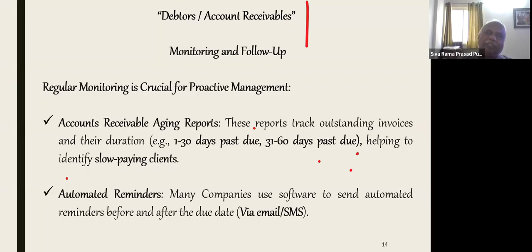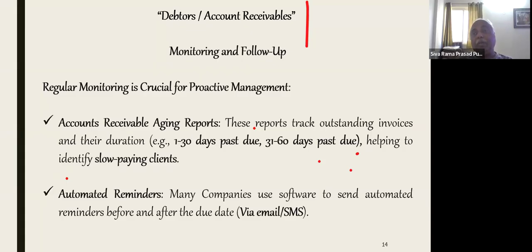So this data is to be extracted by the IRP or RP from the finance department, along with what action the finance department is taking to recover the amount. Once it is recovered, it is useful to settle the claims, if it is a going concern.